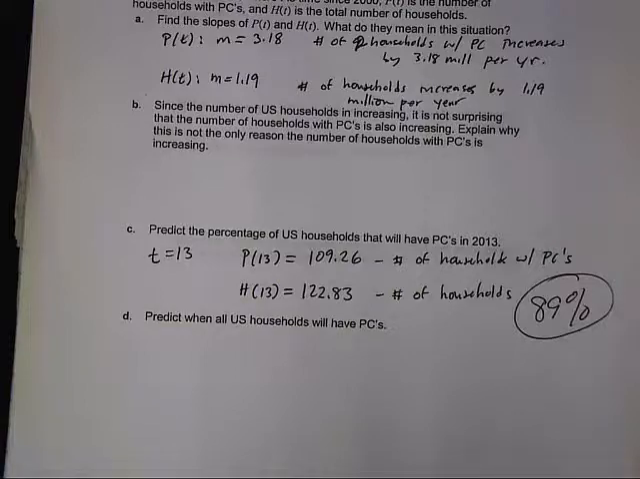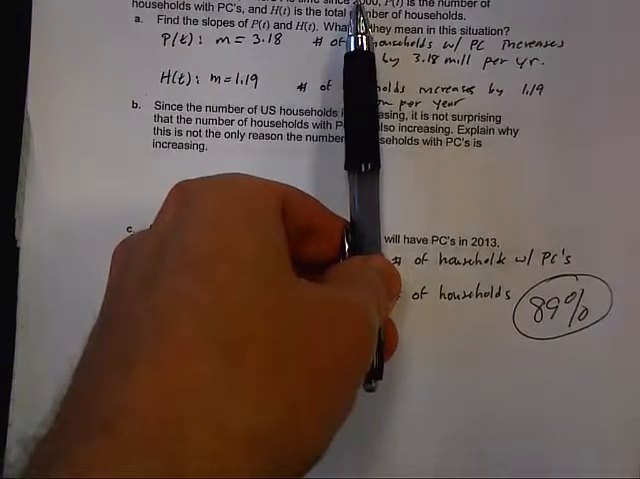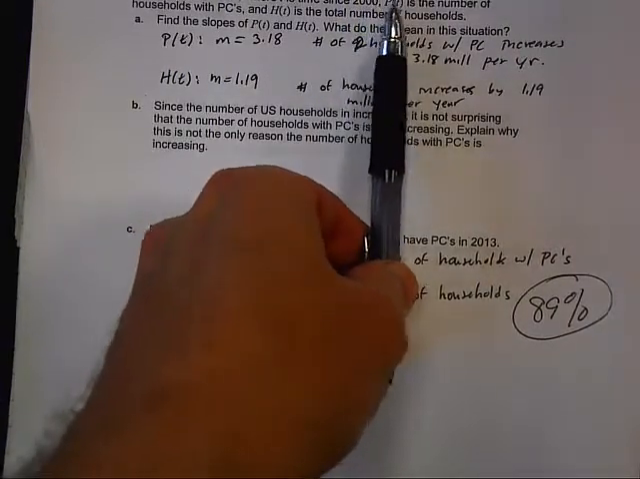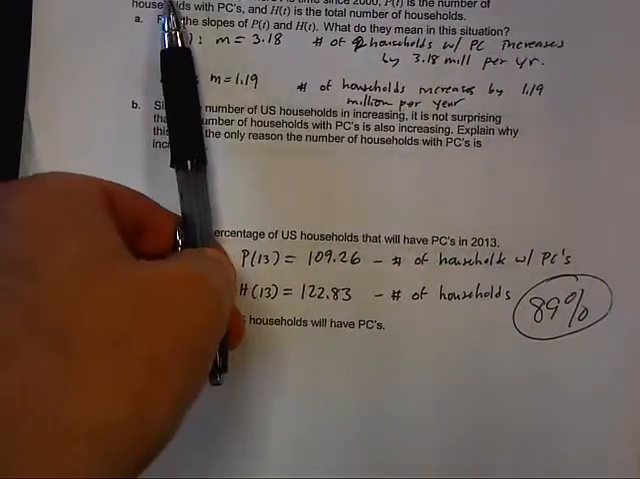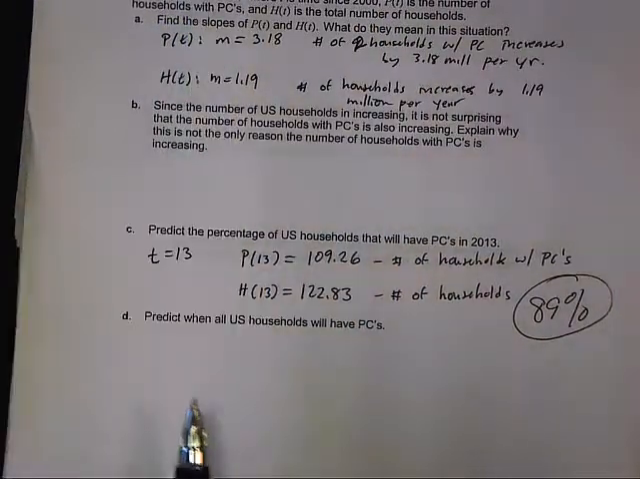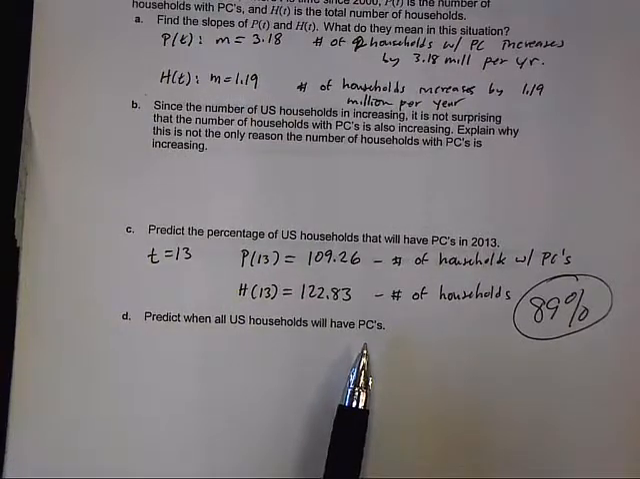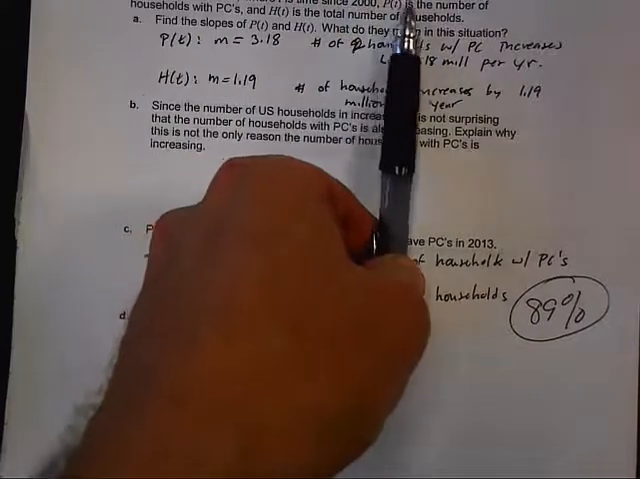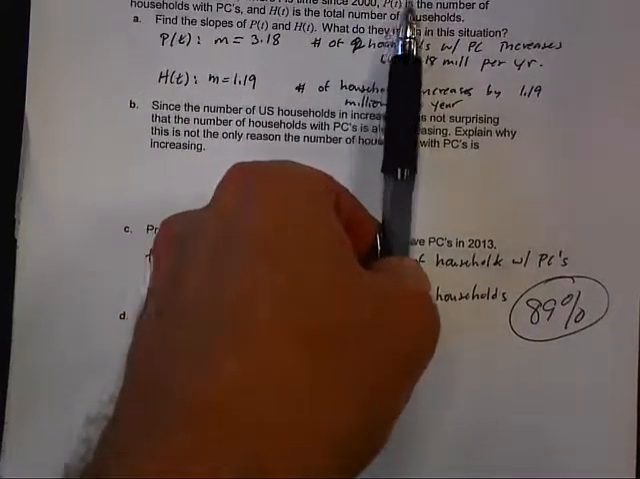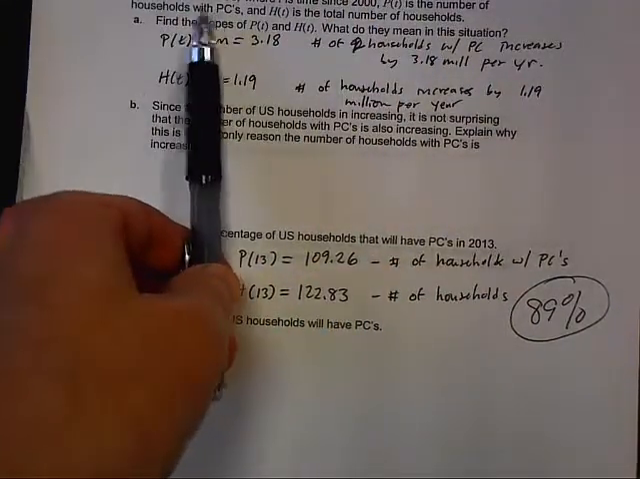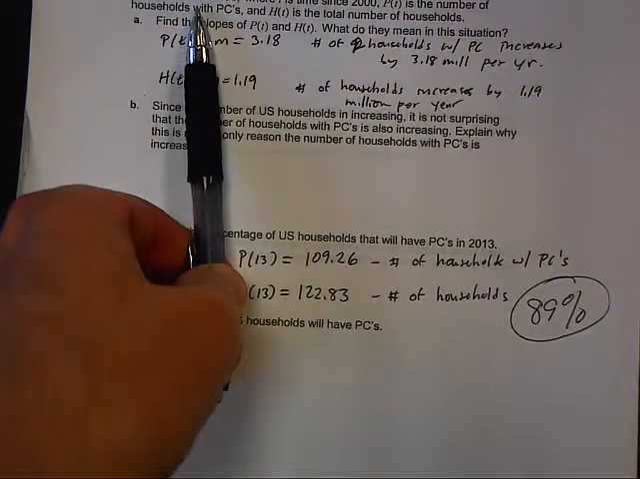Well, I have a formula. Don't I have a formula for the number of houses with PCs? And don't I have another formula for the number of houses? And it says, I want all the households to have PCs. This is a system of equations, and that's exactly right. We want the number of PC households, which is that formula right there, to be the same as the total number of households. Basically, they're asking us to solve that system of equations.